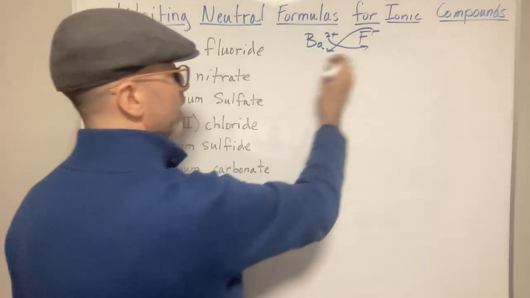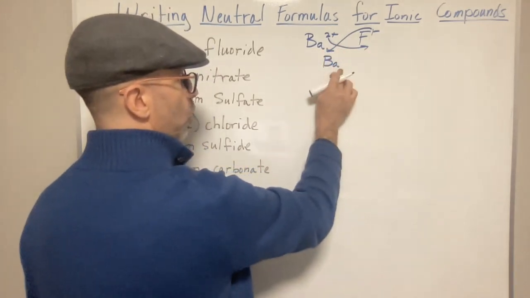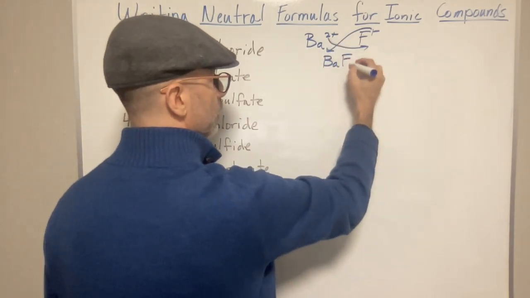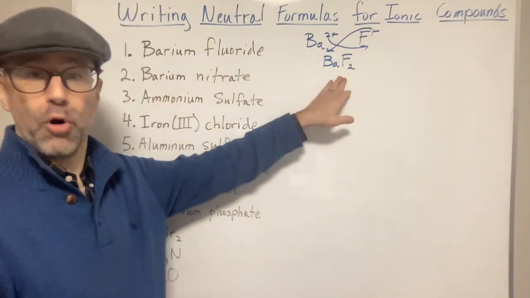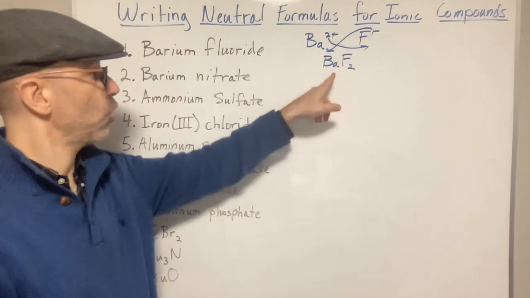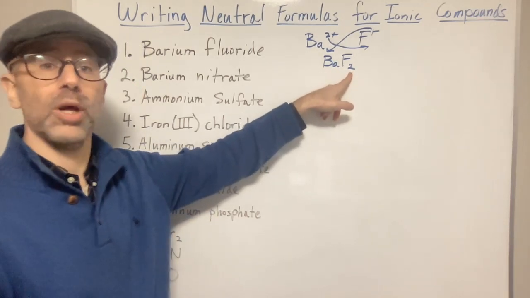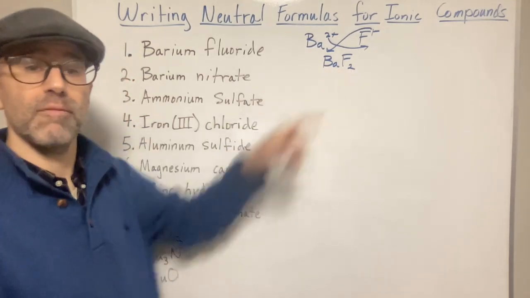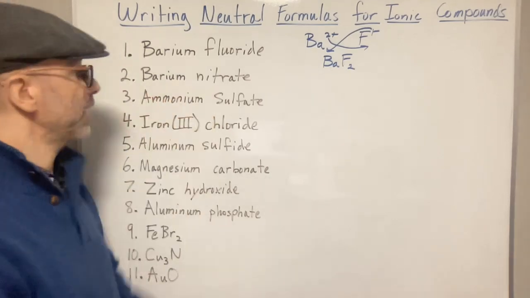And so then we have Ba1, we don't write the 1, and then F2. And that would be the formula. And then we double check to make sure this is the lowest whole number ratio. So 1 to 2 is as low as we can get for a whole number ratio. And so therefore, this would be the formula of barium fluoride. Okay, what about barium nitrate?